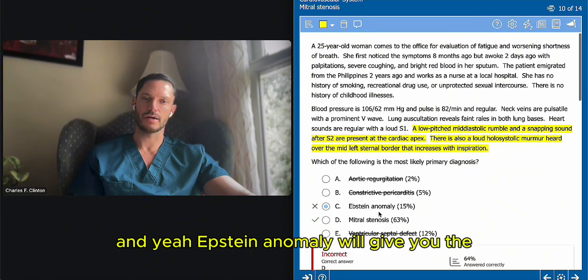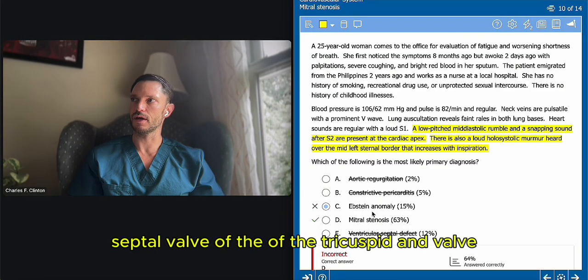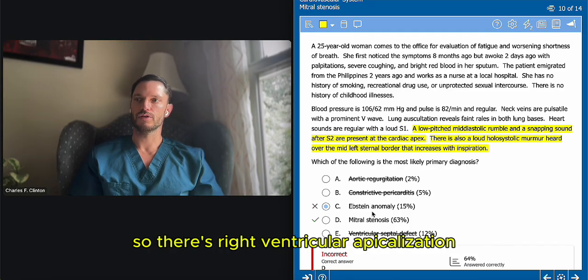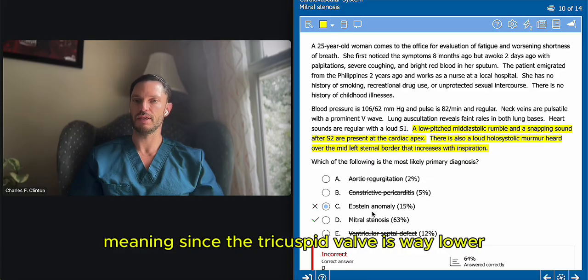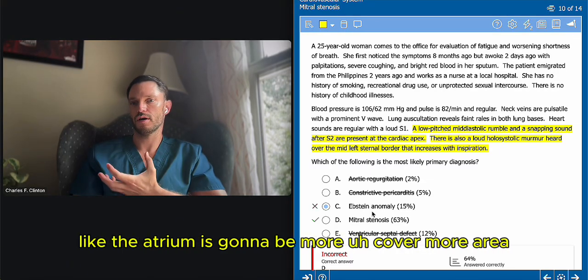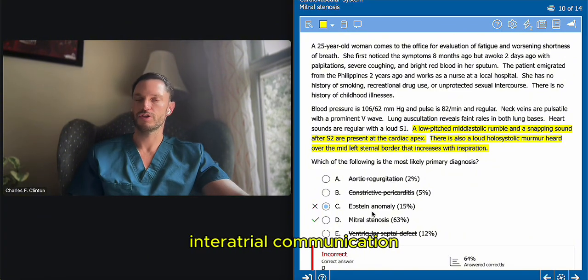And yeah, Ebstein anomaly will give you the apical displacement of the septal leaflet of the tricuspid valve. So there's right ventricle atrialization, meaning since the tricuspid valve is way lower, the atrium is going to cover more area, so that's going to generate that problem, and they often have associated interatrial communication.